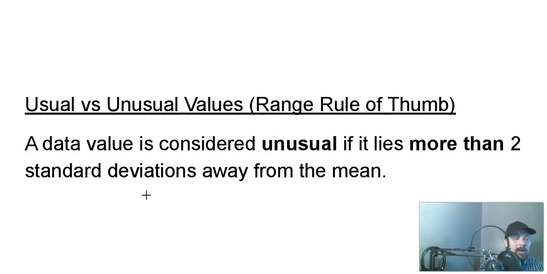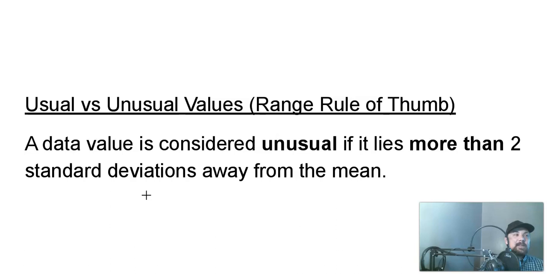And it's a really important concept. I think it gets introduced in the textbook in this section, so I wanted to go ahead and talk about it. This is also called the range rule of thumb. A data value is considered unusual if it lies more than 2 standard deviations away from the mean.